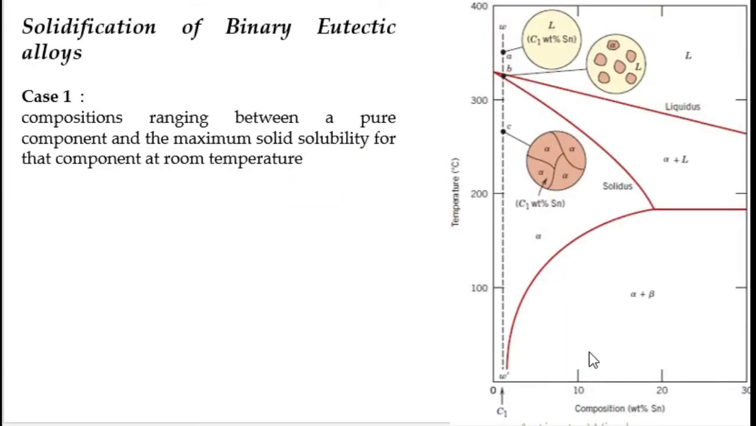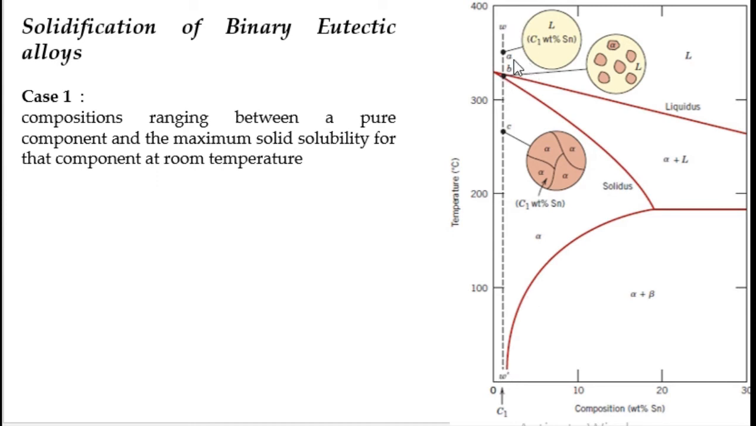There are several regions inside the diagram which we will consider. Case 1 is compositions ranging between a pure component and the maximum solid solubility for that component at room temperature. Room temperature means very low temperature, with compositions ranging from the pure component. Here we know alpha is present, so single phase alpha is there, up to the maximum solubility at room temperature. So we are considering this portion.